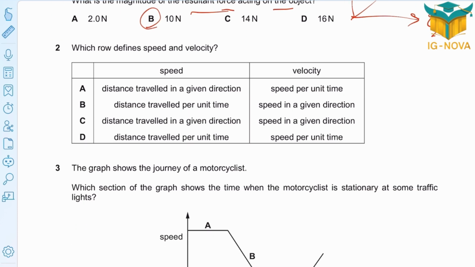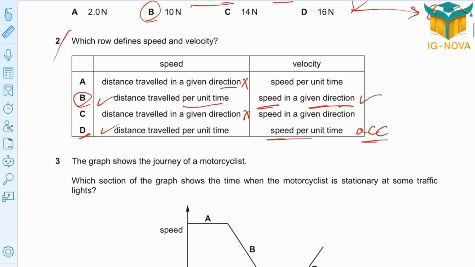Question 2. Which row defines the speed and velocity? Here, the distance traveled in a given direction is not speed, because it's not in a given direction. Distance traveled per unit time, yes, this is the speed. So the correct options may be B or D. For velocity, it's speed in a given direction, surely. So the right option is B. For D, speed per unit time, this is the acceleration. So the correct option is B.